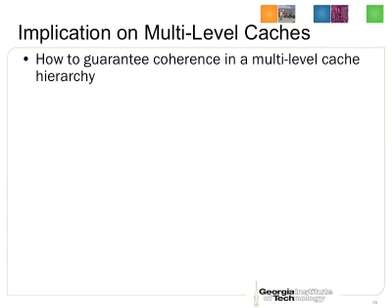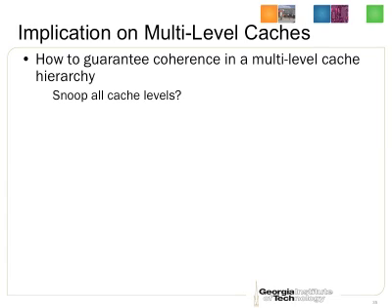So far, we talked about processors with one level of cache. There are some implications on multi-level caches, because only the last level cache is connected to the bus. All the other caches that are closer to the processor are not visible to the bus. So how do we guarantee coherence in a multi-level cache hierarchy?